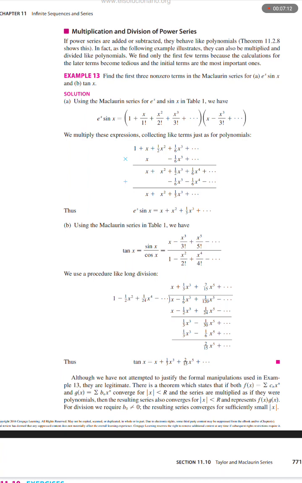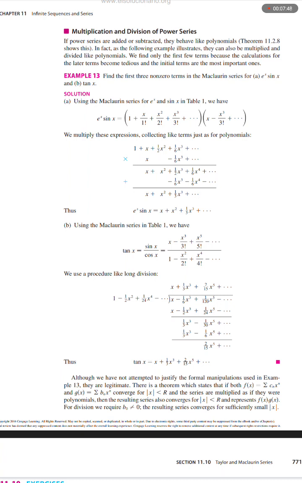If power series are added or subtracted, they behave like polynomials. Theorem 11.2.8 shows this. In fact, as the following example illustrates, they can also be multiplied and divided like polynomials. We find only the first few terms because the calculations for the latter terms become tedious and the initial terms are not the most important ones.